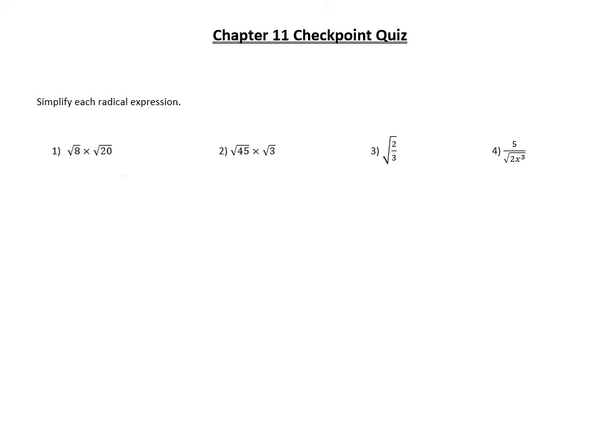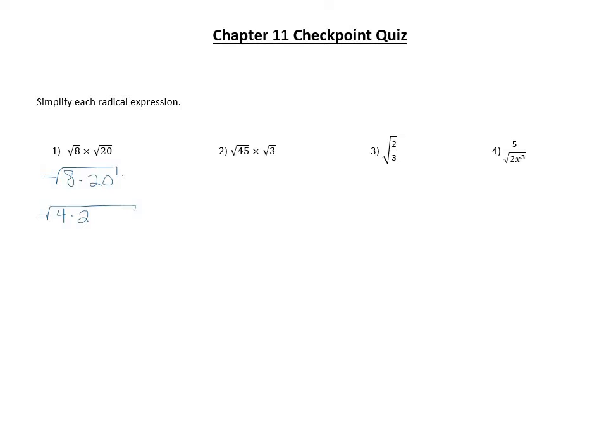So let's get started. Number one, we're going to be multiplying the square root of 8 times the square root of 20. And in order to multiply these two numbers, we can multiply the radicands, 8 times 20. And there's two ways to do this. You can multiply 8 times 20 and then look for your perfect squares. But I think it's easier to break down into perfect square factors that you already know.